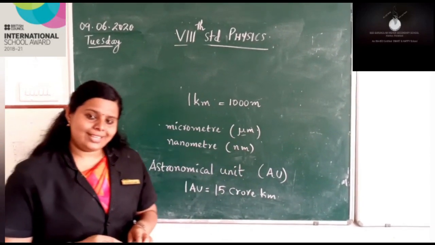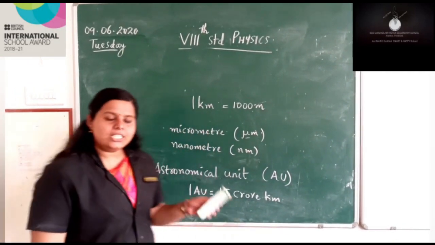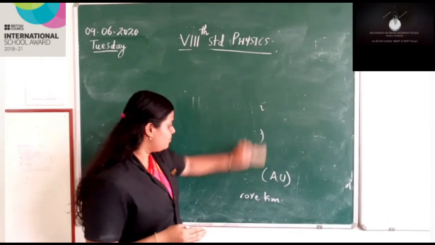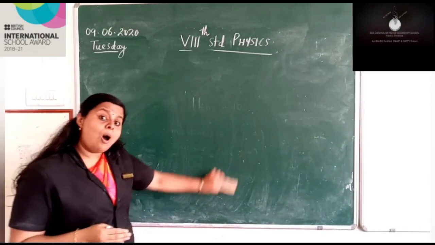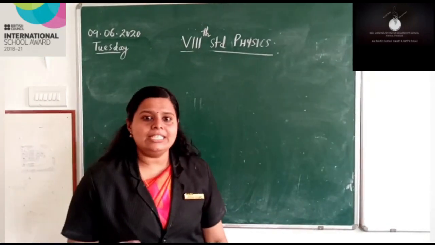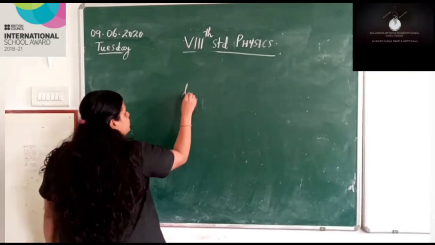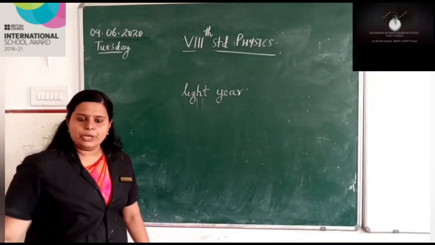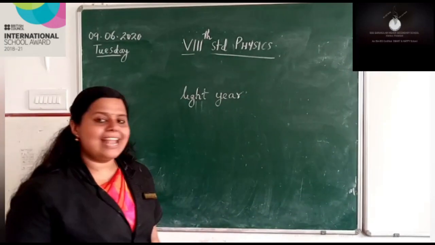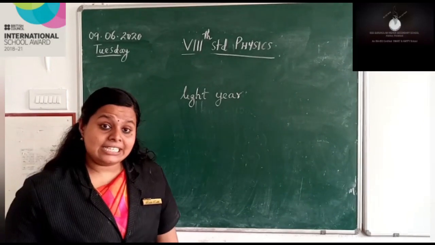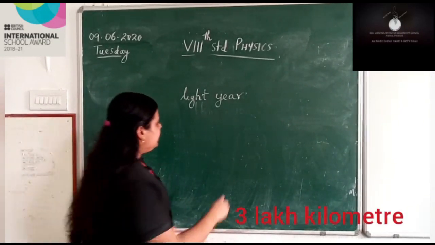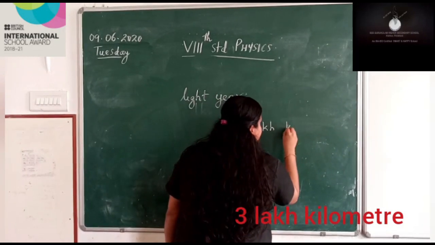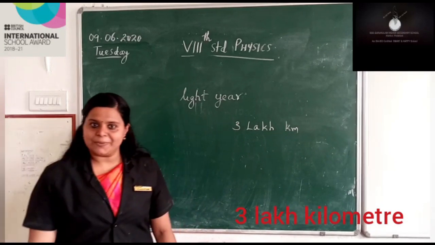Now let me ask you one thing. What about the distance between stars, or how will we express the distance between stars? Since it is a long distance, we will express it in another unit called light year. Light year. Do you know one amazing fact regarding light? In a second, light will travel 3 lakh kilometers.